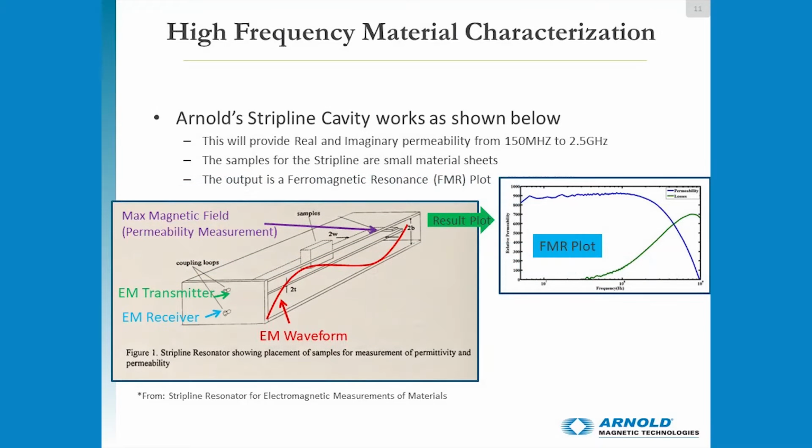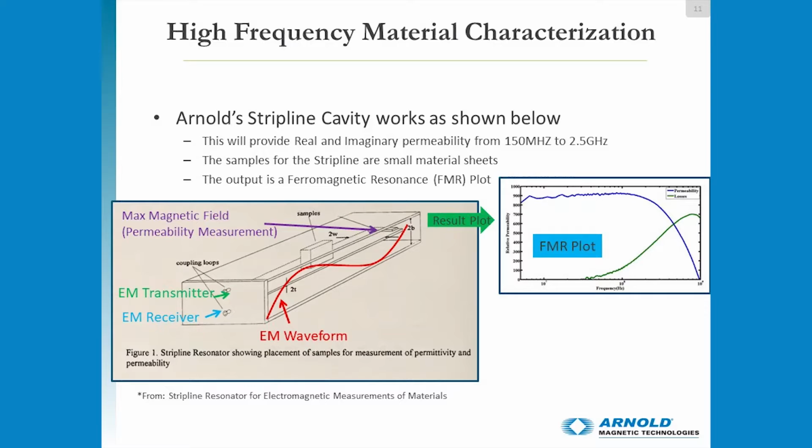High frequency material characterization. So how do we test these materials? For this, we use a strip line cavity tester, and that's going to be for the higher frequency range, 150 megahertz to 2.5 gigahertz.